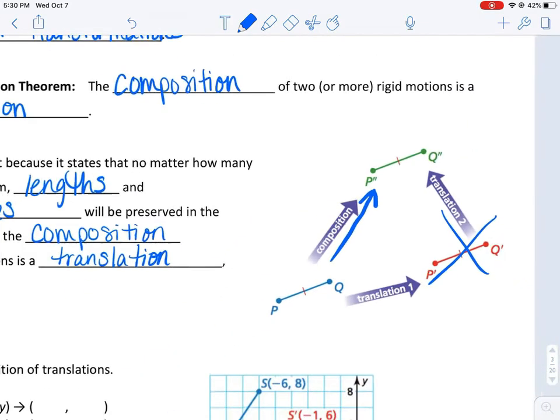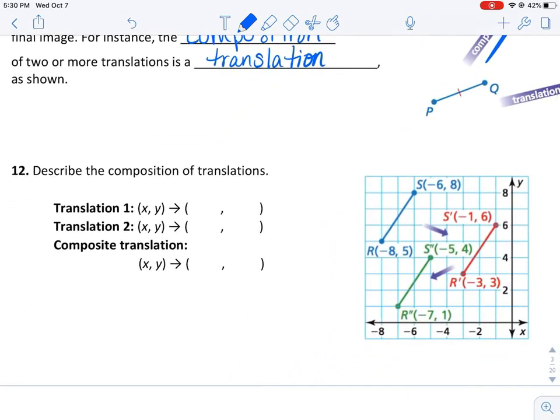So what we're going to do is look here at an example. We have to describe the translations that are happening. We're going to list every step of the way, and then we're going to see if we can combine them into a composite translation. So here in our graph, we're going to start at the blue pre-image. It's called segment SR. You can see that right here, SR. We need to know how that moves and becomes the red segment, S prime, R prime.